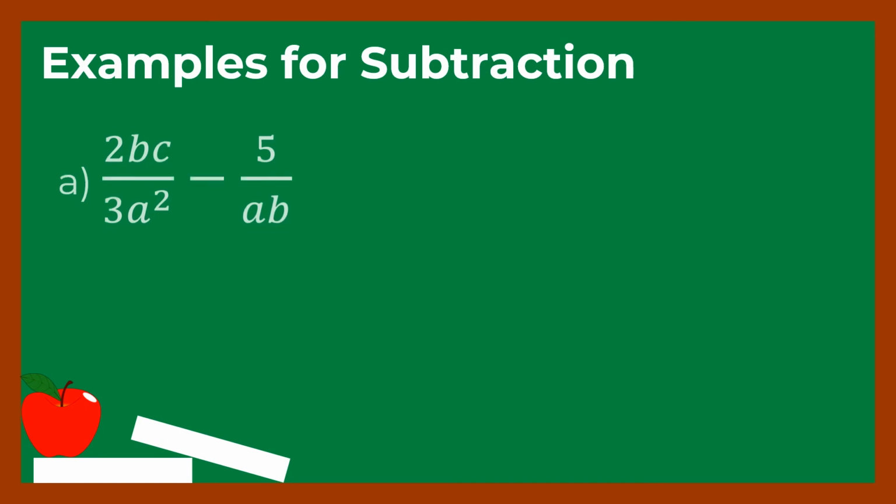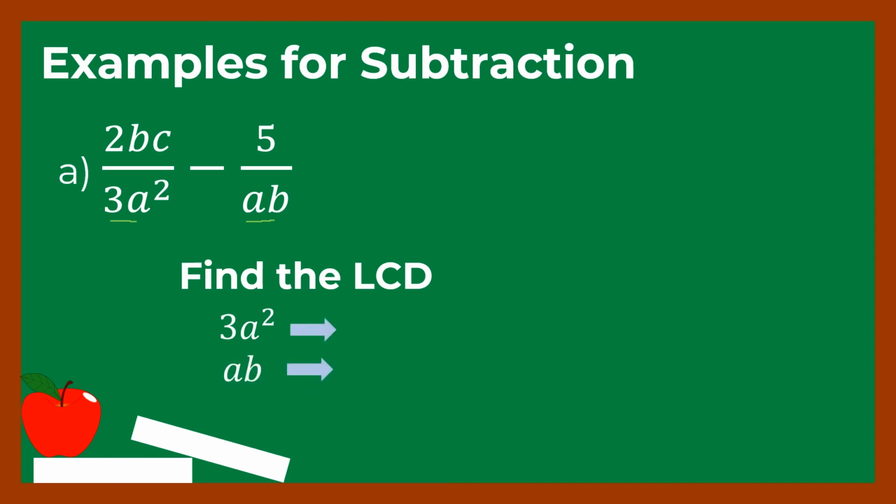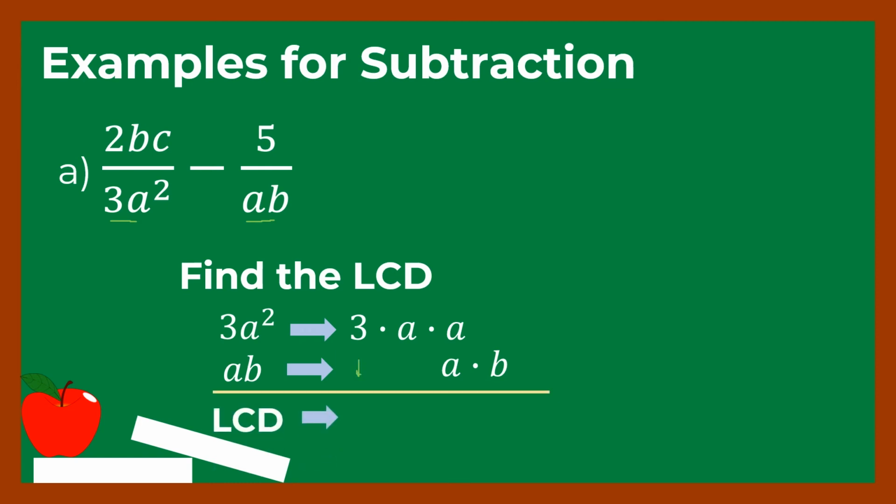So we have example letter A here, 2bc over 3a squared minus 5 over ab. So since magkaiba yung denominator ng dalawang expression natin, so they are dissimilar, ang unang gagawin natin is we will find the LCD. So to find the LCD, we will list down the factors of each denominator. So yung first denominator natin is 3a squared at yung pangalawa naman ay ab. So yung factors ni 3a squared ay 3 times a times a, while yung factors naman ni ab is a times b.